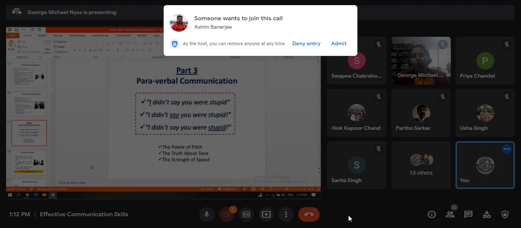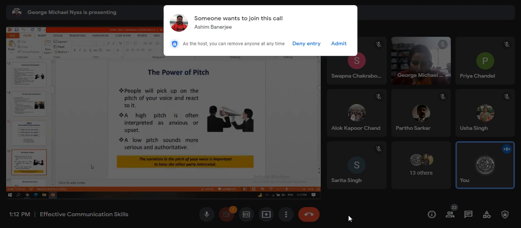What is the power of pitch? People will pick up on the pitch of your voice and react to it. High pitch is often interpreted as anxious or upset. A low pitch sounds more serious and authoritative. So the vibration in the pitch of your voice is important to keep the other party interested, so that he or she may take interest in listening to you.